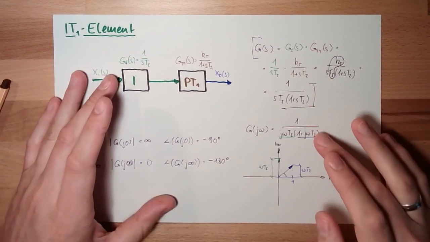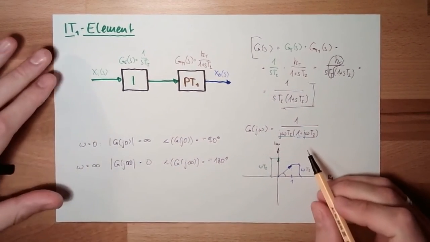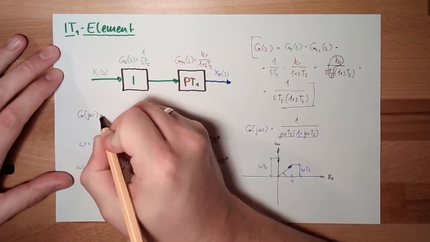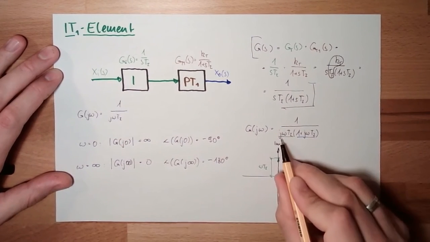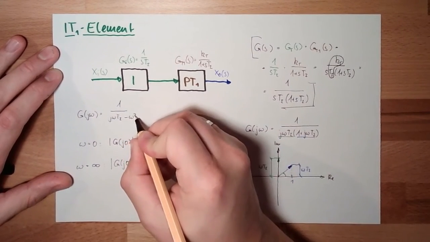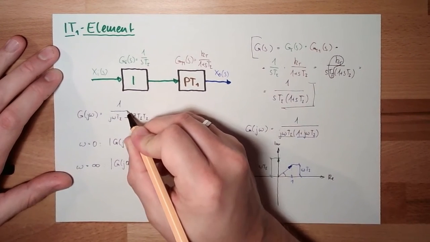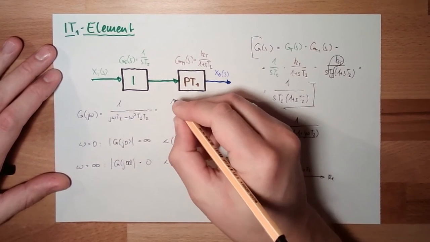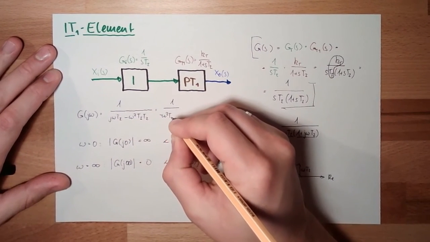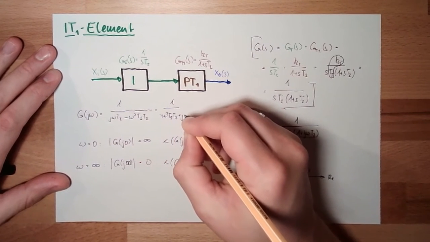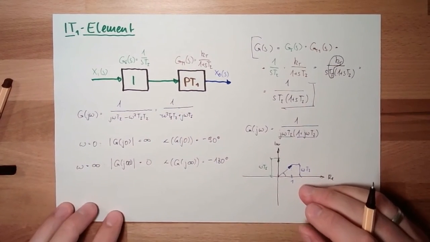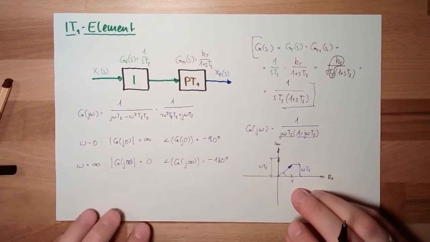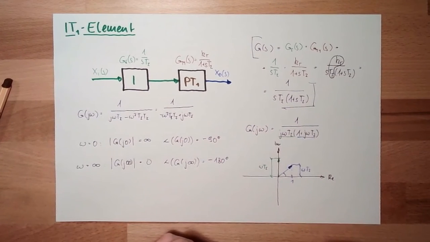Okay? We can even calculate this a little bit further, because G of j omega equals 1 divided by j omega TI, and now j squared is minus 1, minus omega squared TI T2. Okay. So this is 1 divided by minus omega squared TI T2 plus j omega TI. This is easier for calculating the absolute value. Okay? Because there is a real part, there is an imaginary part, it will work as before. Let's have a look on this.